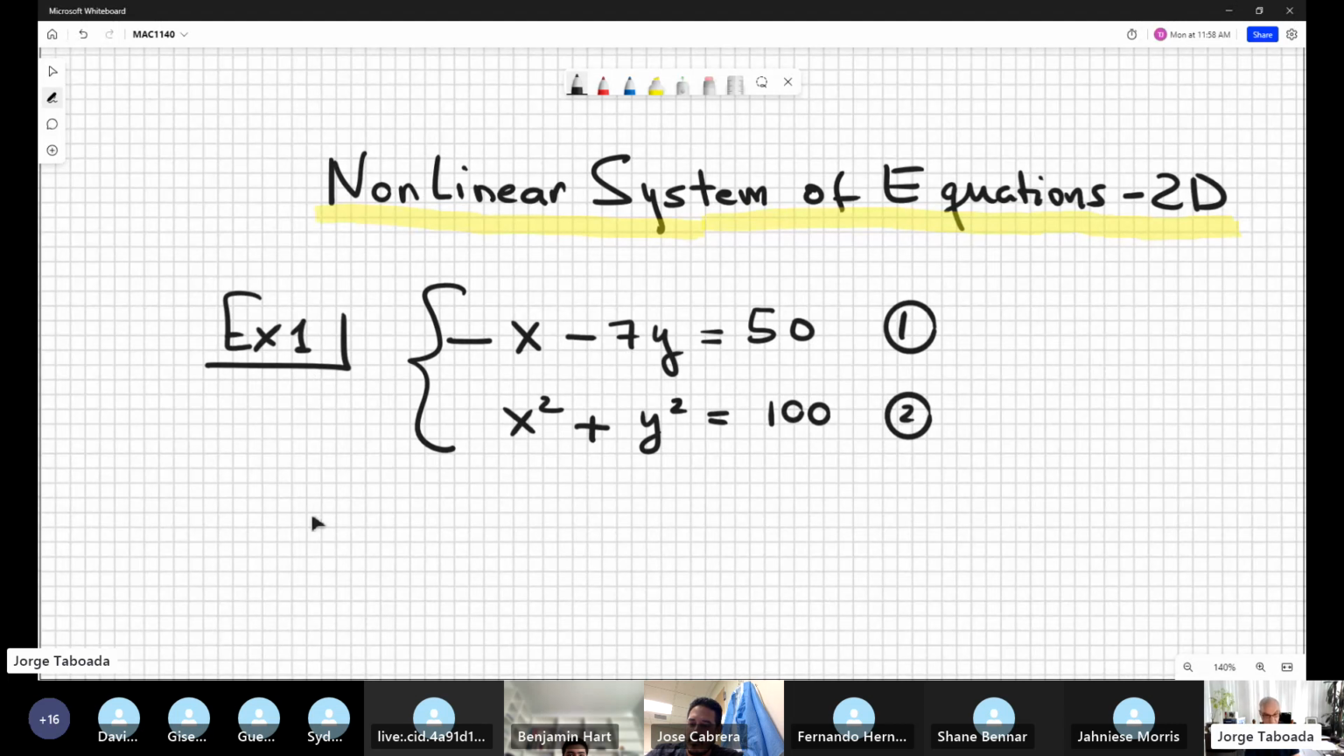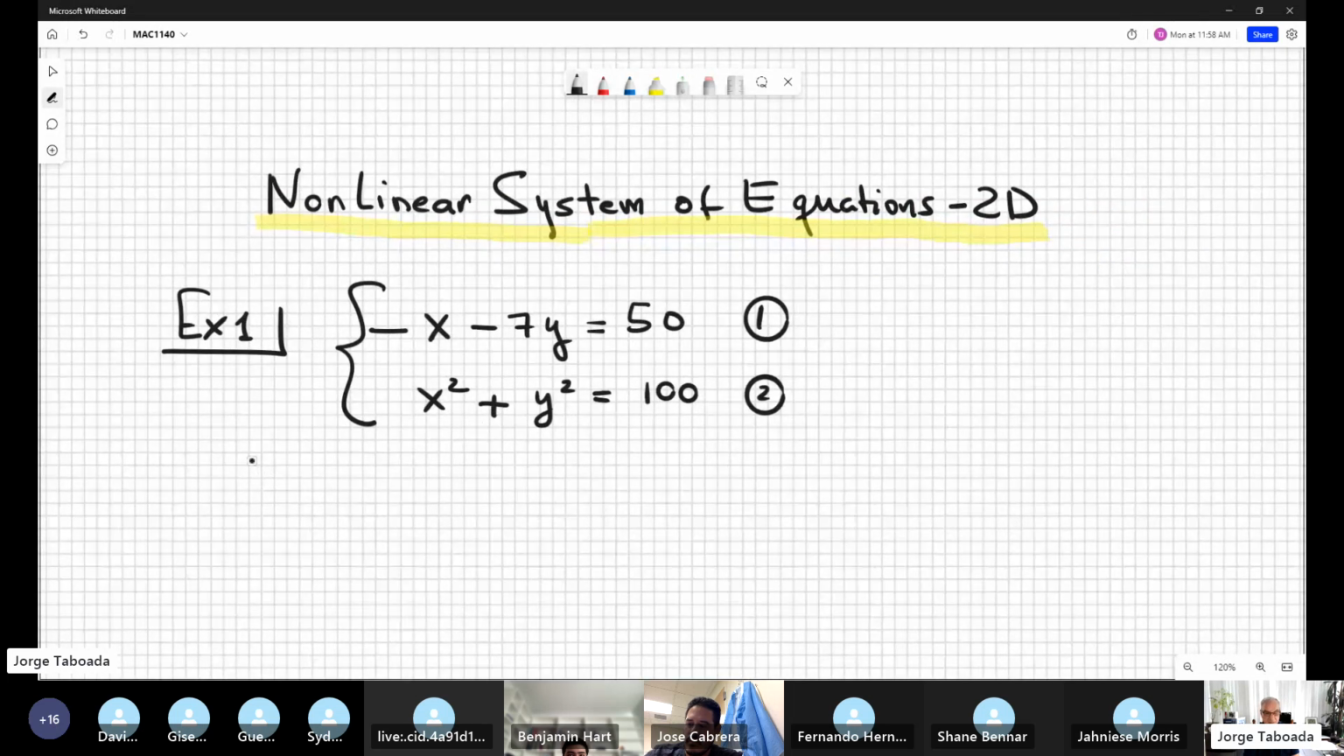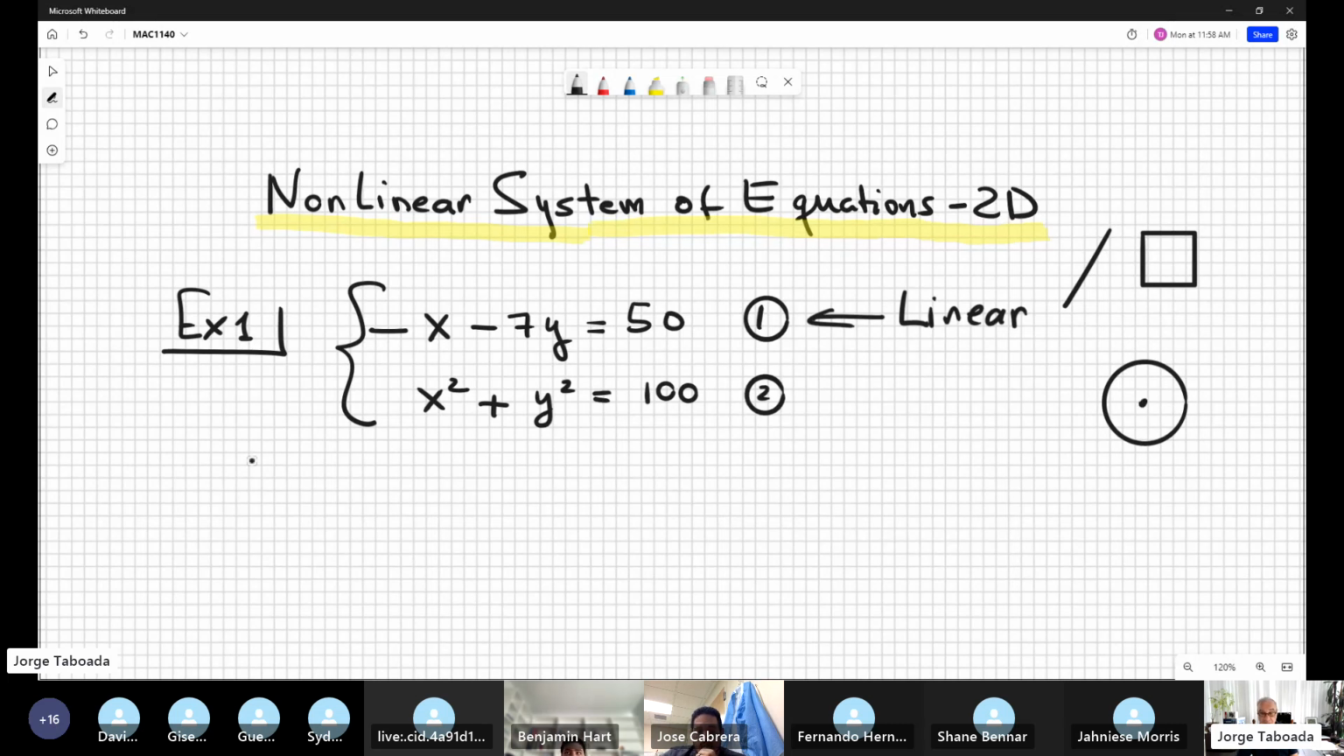It's obvious that the first equation is linear. Why? Because the exponents are only one. When you're talking about linear, guys, it's a line, or it's a plane, it's flat. However, the second is not linear, it's curvy. By the way, this is a circle, x squared plus y squared equals 100. The center of this circle is the origin, 0, 0, and the radius is 10, the square root of 100. It's nonlinear. Therefore, with one linear equation and one nonlinear equation, the system is nonlinear. And the procedure for solving is completely different.